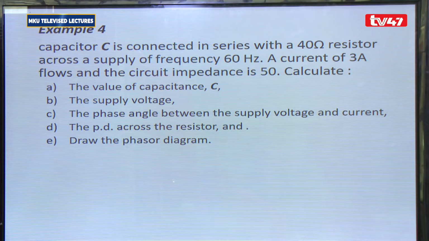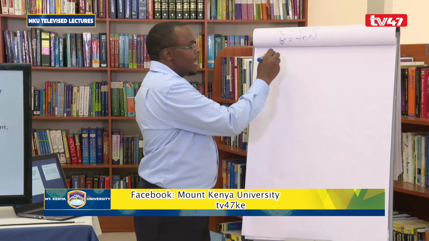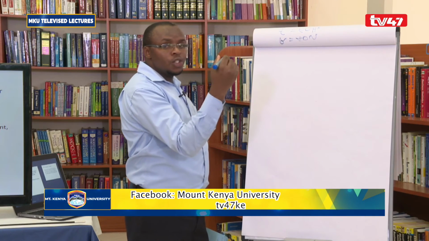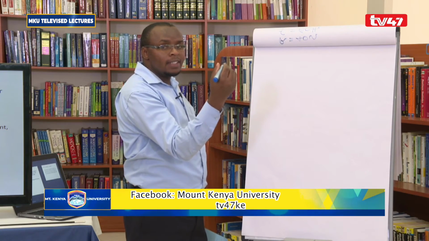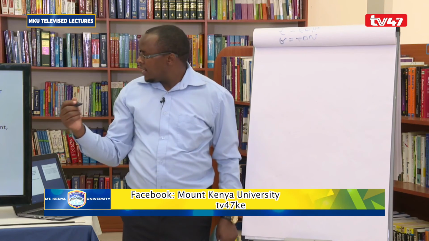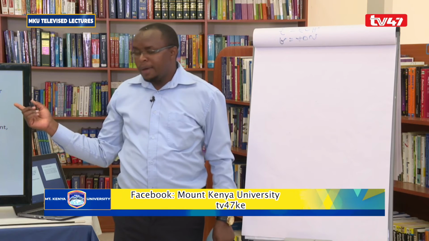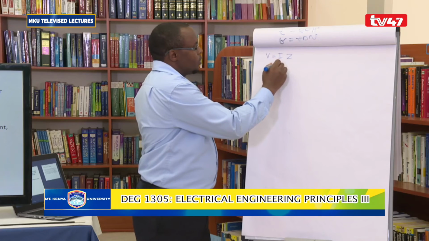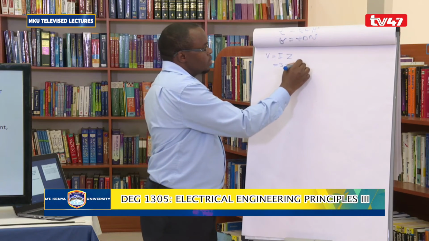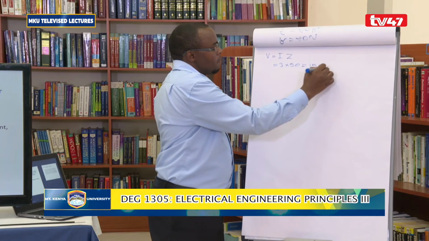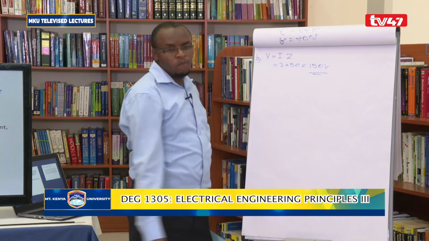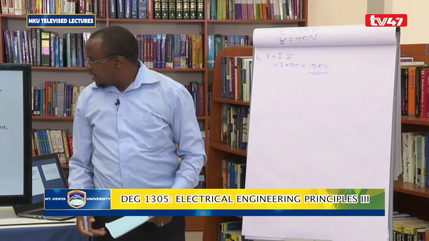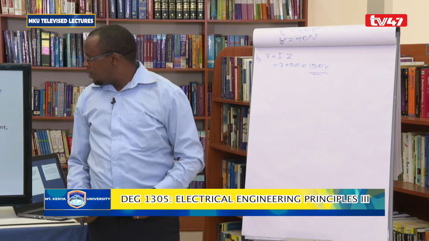So the supply voltage is very easy to get because we said that we have a relationship between voltage, impedance, and current. The current is given in our question, and the impedance is given, and therefore voltage is going to be given by the current times the impedance. Remember that? Then this one is going to be 3 times 50, which is 150 volts. So this is part B.